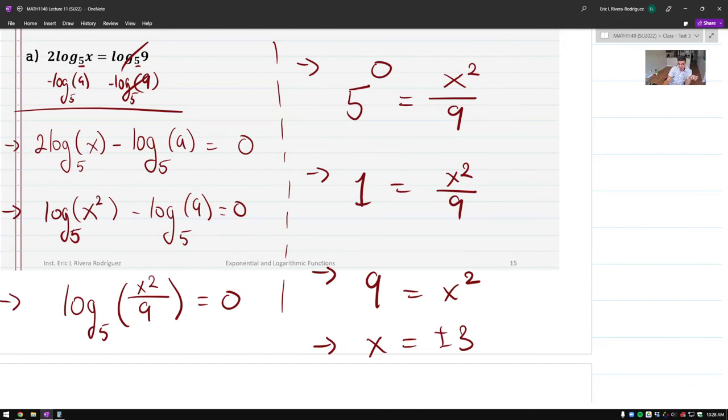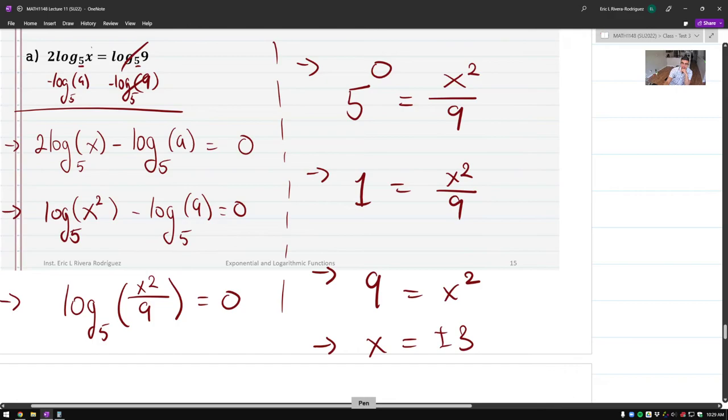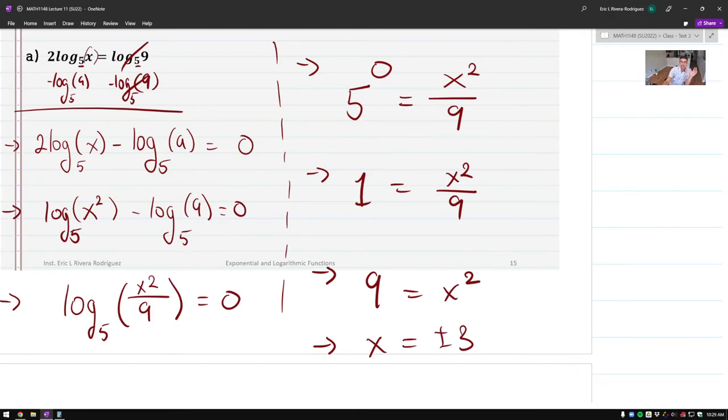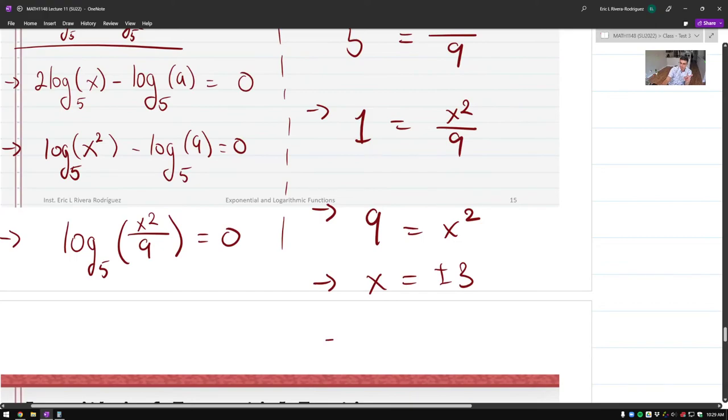But are both solutions of this equation? We need to remember that my argument always needs to be positive, and I have x. So x is in the argument, so x needs to be always positive, greater than zero. So out of these two possible solutions, the only real solution that we have here is x equals 3.